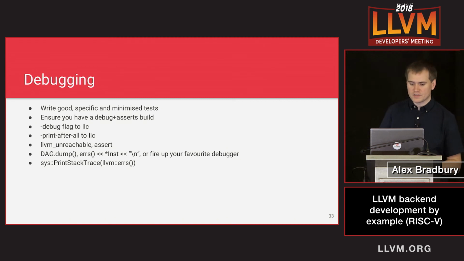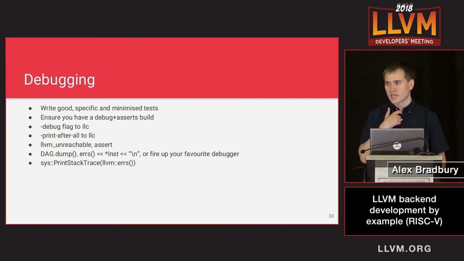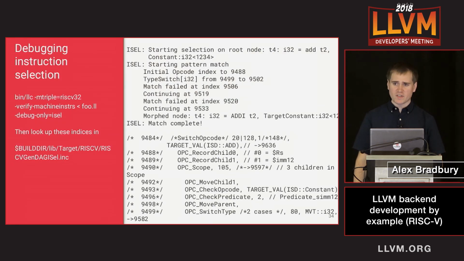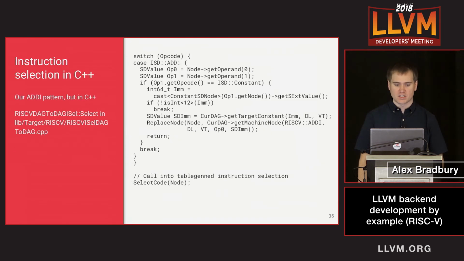There's some general advice here for debugging. You're obviously free to use whatever debugging tool that you want. LLVM has some helpful infrastructure for printing stack traces and that sort of thing. In the specific case of debugging instruction selection, you can ask the LLVM compiler to spit out this long debug trace, and then you can cross-reference these indices against the code that was generated for the instruction selection pattern, and you can follow why it is that the pattern you expected to match isn't actually matching.